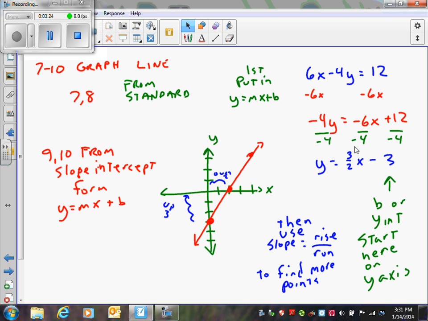-6 over -4 times x. Well, the negatives cancel. Negative over negative is a positive. And 6 over 4 reduces to 3 over 2. I still have my x. 12 divided by minus 4 is minus 3. So my y-intercept is minus 3.